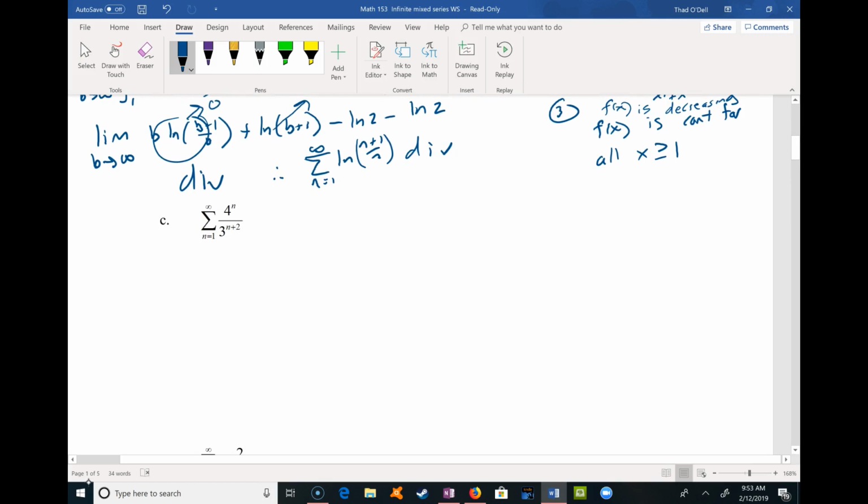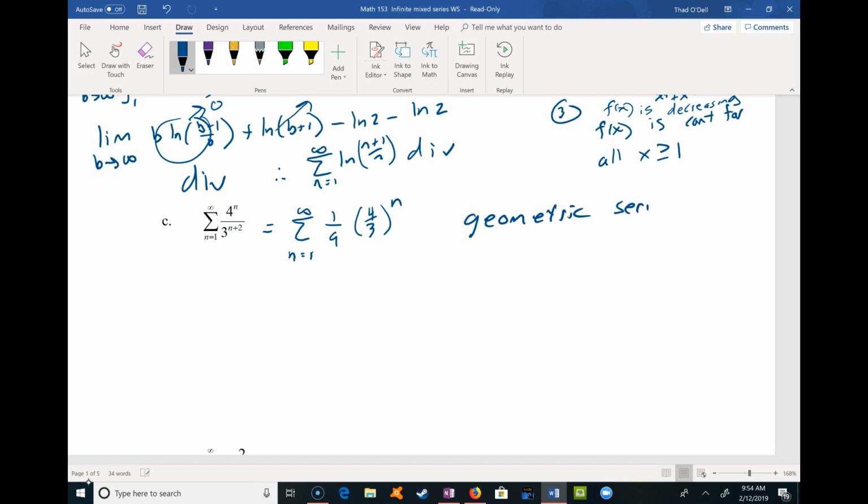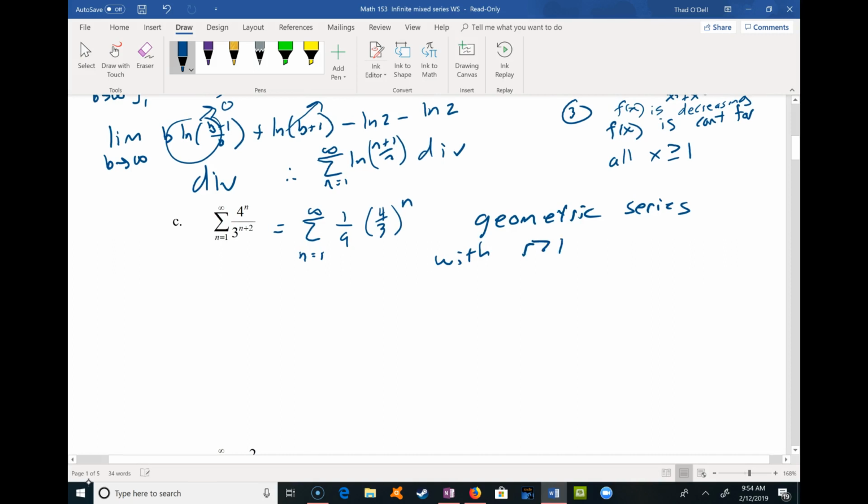Okay, so here's another one. Looks like it's similar to a geometric series. This has a couple extra factors of 3, two more factors of 3 than it does of 4. So we could rewrite this as n running from 1 to infinity of 1/9 times 4/3 to the n. And when we write it like that, it's clearly a geometric series, so this would be a geometric series with r greater than 1, therefore it diverges. Right?